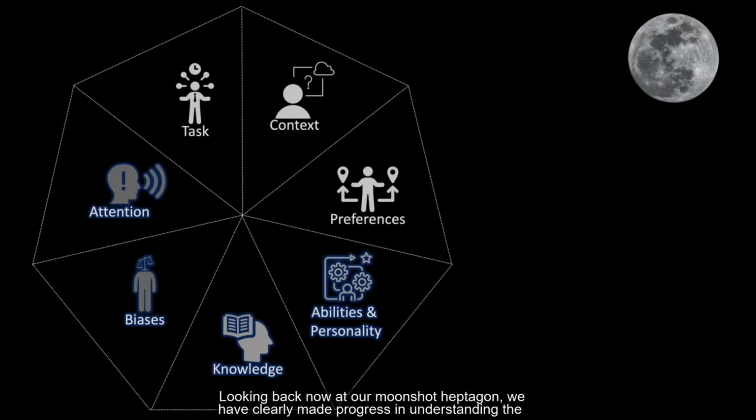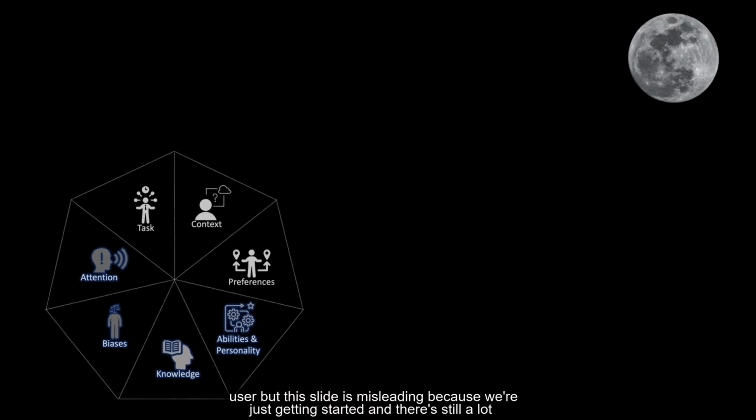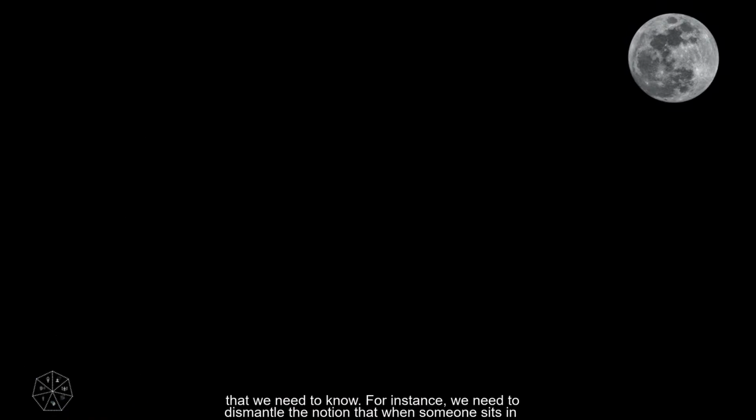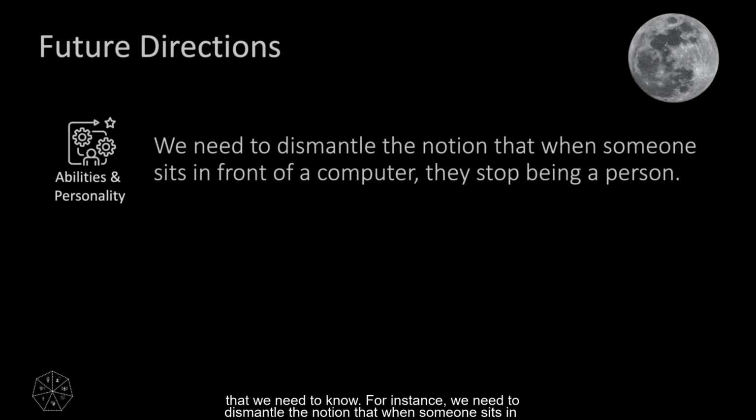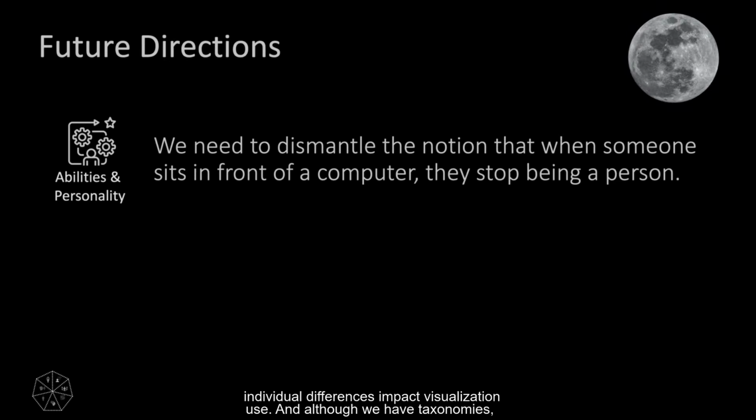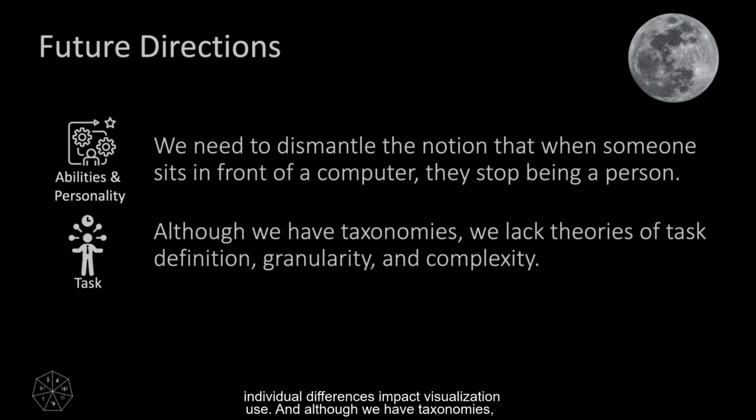Looking back now at our moonshot heptagon, we have clearly made progress in understanding the user. But this slide is misleading because we're just getting started and there is still a lot that we need to know. For instance, we need to dismantle the notion that when someone sits in front of the computer, they stop being a person. There is still a lot that we don't know about how individual differences impact visualization use. And although we have taxonomies, we lack theories of task definitions, granularity, and complexity. The existing taxonomies are largely descriptive but not prescriptive.